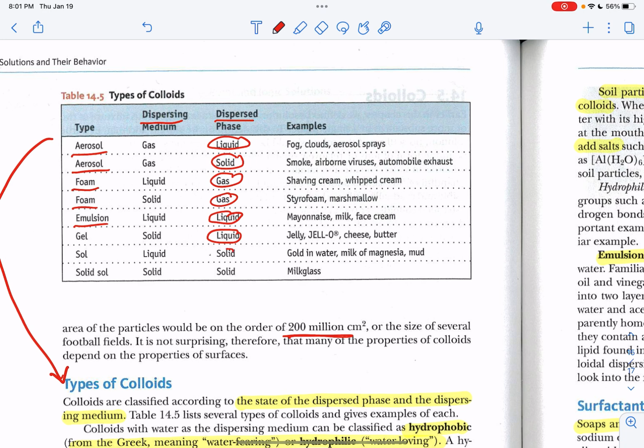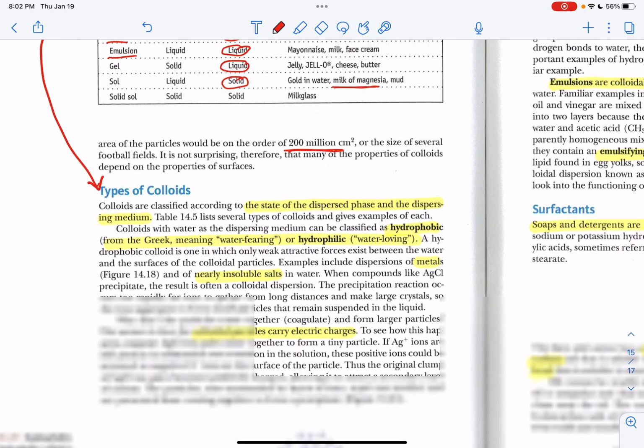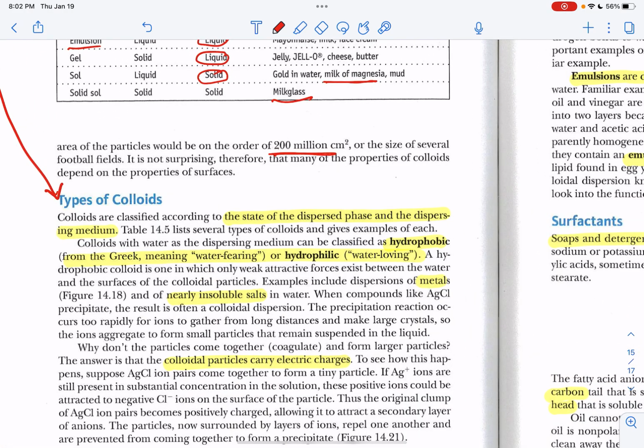You can disperse a solid in a liquid. That's called a sol. Milk of magnesia, for people who have an upset stomach, would be an example. And you can even disperse a solid in a solid. Sometimes that requires heating the solids up a little bit to help them mix in each other. You won't come across that very much. By the way, a milk glass is not a glass of milk.